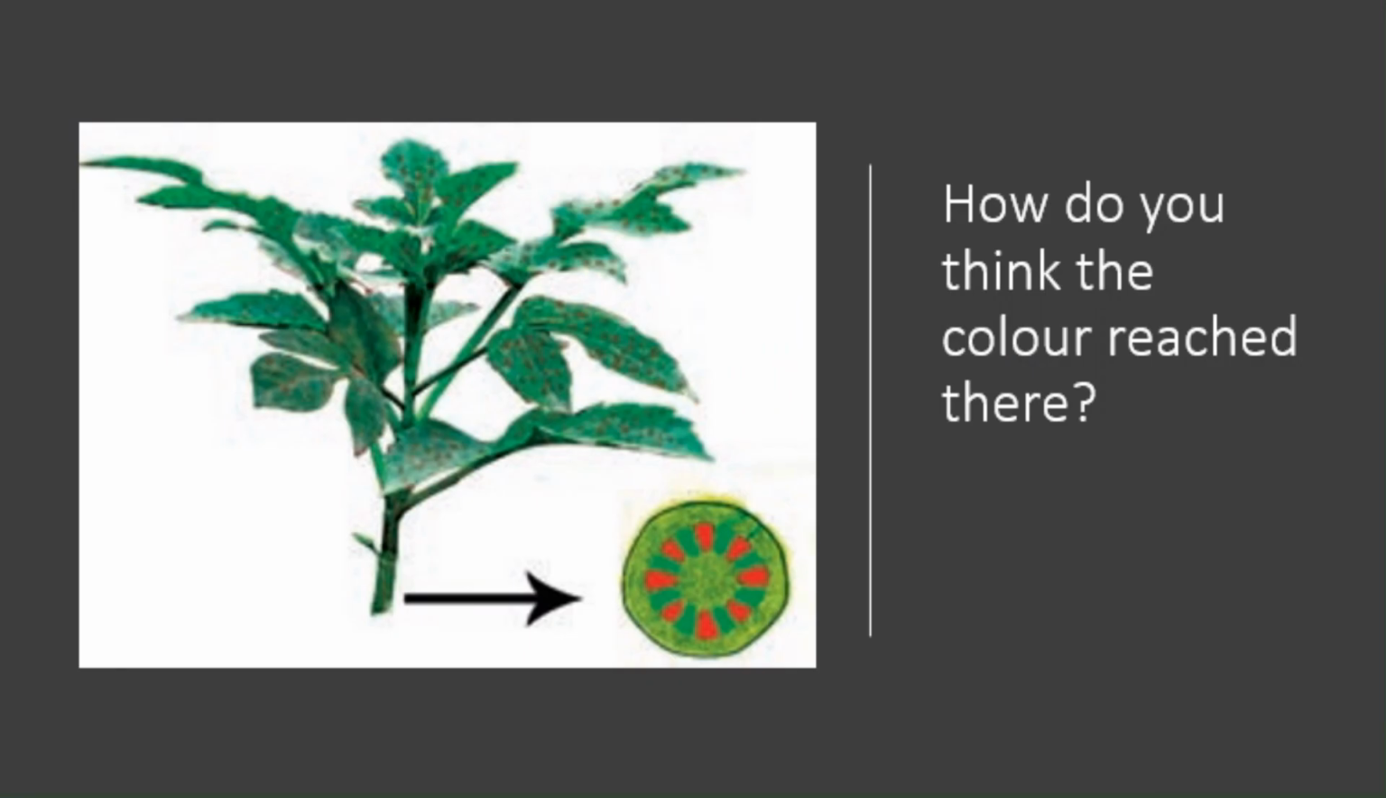Now, how do you think the color reaches there? From this activity we see that the stem helps in upward movement of water. It means it is helping in the transport of water, and the water and minerals go to the leaves and other plant parts attached to the stem.